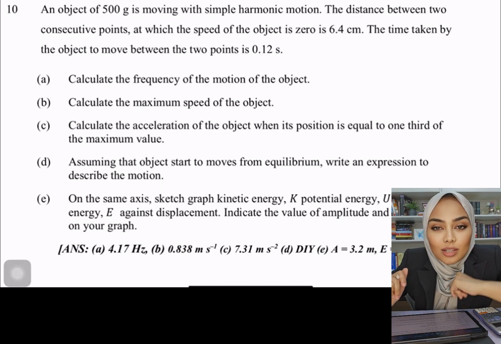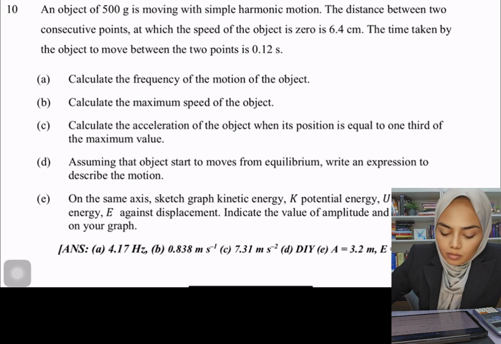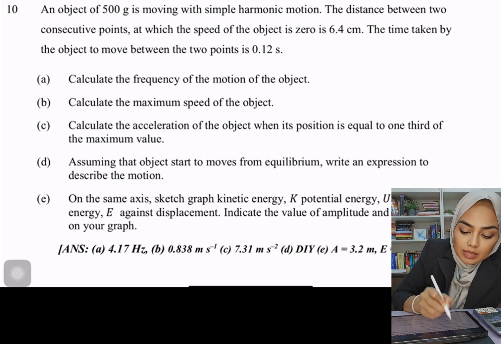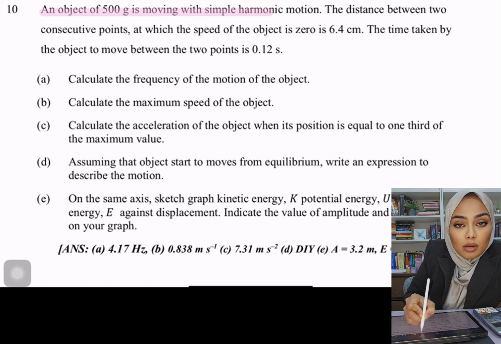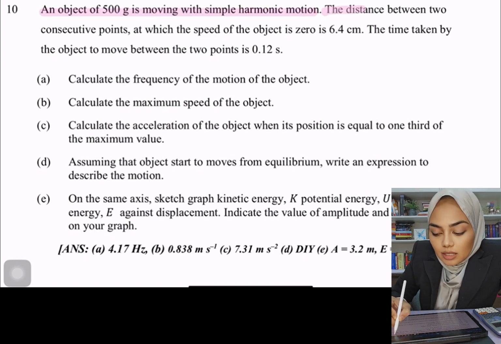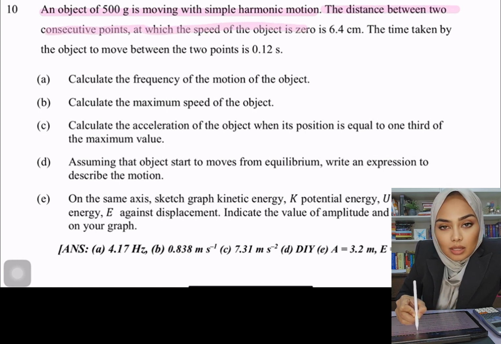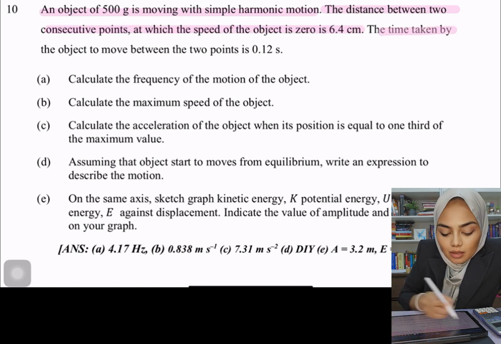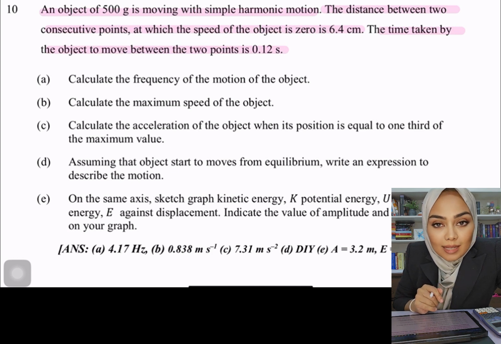Hi everyone, so hari ni kita nak buat soalan nombor 10 dekat dalam tutorial 7 kita. So jom kita tengok. Dia bagi kita, an object of 500 grams is moving with a simple harmonic motion, and then the distance between two consecutive points at which the speed of the object is 0 is 6.4 centimeters. The time taken for the object to move between the two points is 0.12 second.